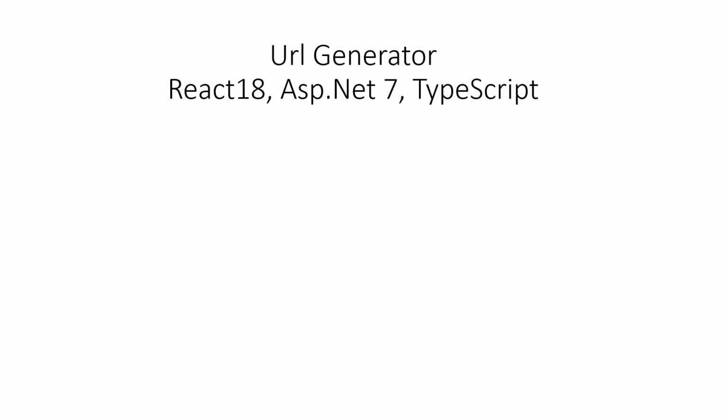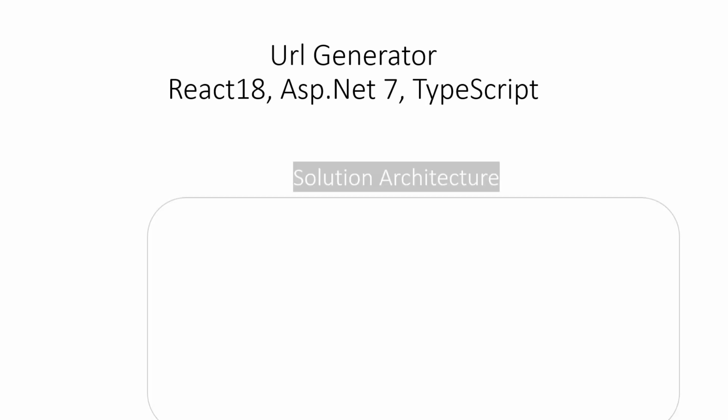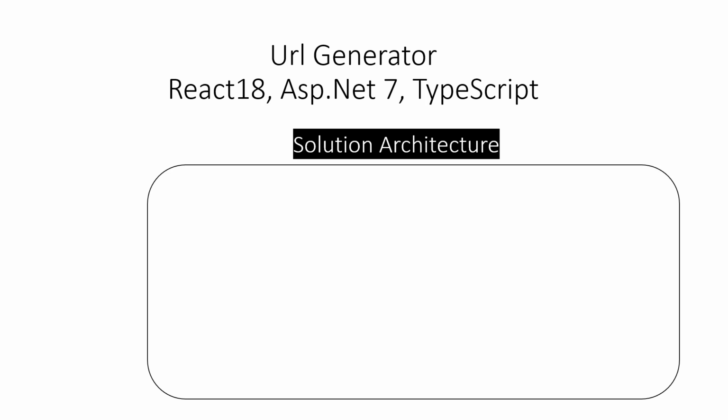Hello everybody. In this video, we are going to create a complete URL generator project using React 18, ASP.NET 7 Web API, and also TypeScript. First of all, let's see what is our solution architecture and what are the overall projects we are going to implement.